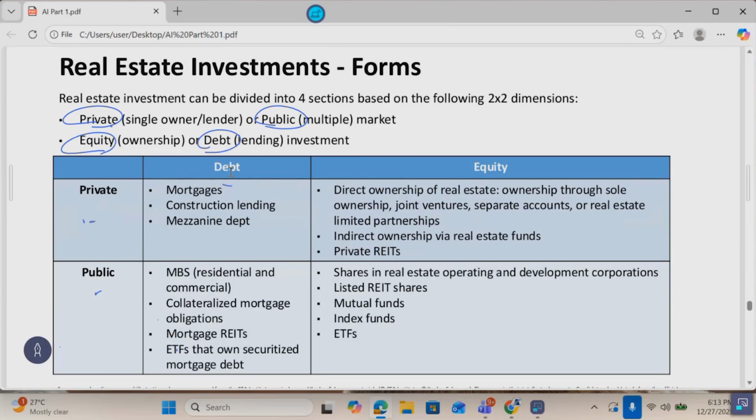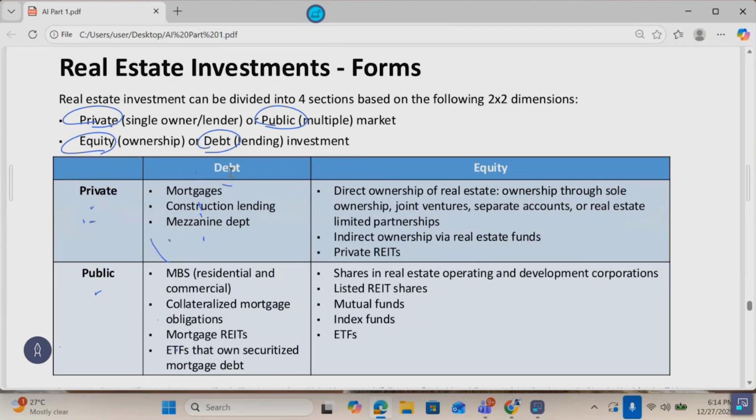Privately, if you're doing it through debt, debt means a mortgage, the normal house loan which you take, construction lending or mezzanine debt. Here you are basically privately investing in the mortgage. Or you could take equity, where you are actually taking ownership of the real estate. Ownership could be through sole ownership, joint venture, or partnership. You could either take direct ownership or indirect ownership. Direct is by buying it, indirect is through a fund.